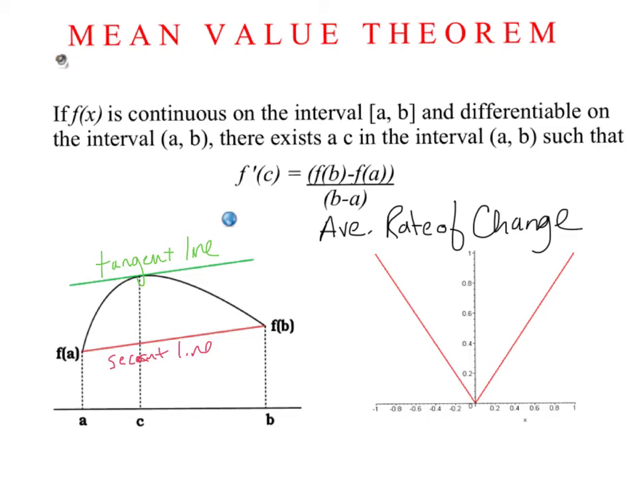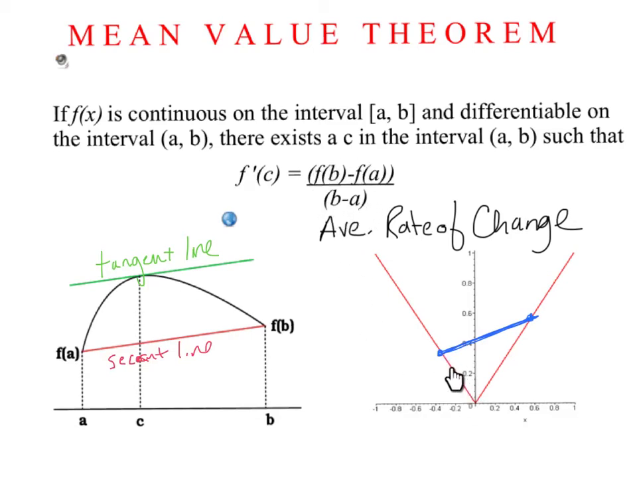Now, I put this other example on because a lot of times the AP exam will ask a question like this. It will say, well, we connected 2 points on this curve like that with a secant line. Is there a spot where the derivative is equal to the slope of the secant? So really, does this hold true? Is there a spot where the derivative is equal to the slope of the secant? And the answer is no.